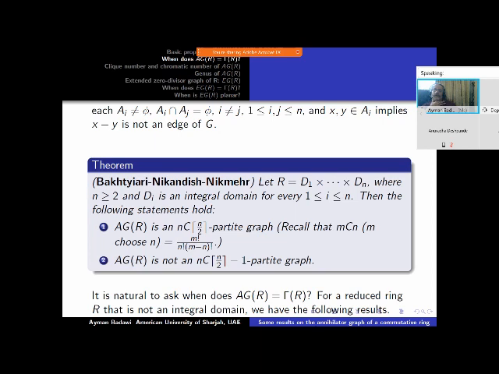The annihilatory graph is not n choose -1. It's not going to be 2-partite in our example. Remember, I took n to be 3, so I did Z times Z times Z, 3 times. So it will be 3-partite, but it will never be 2-partite. This is a nice result.